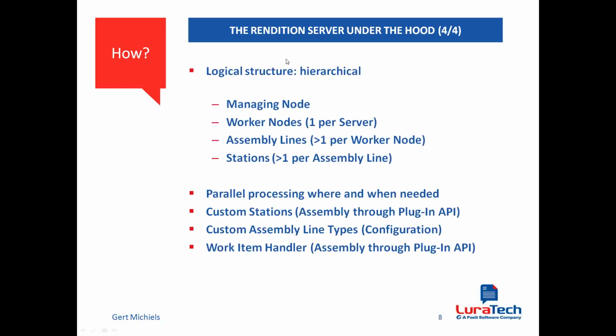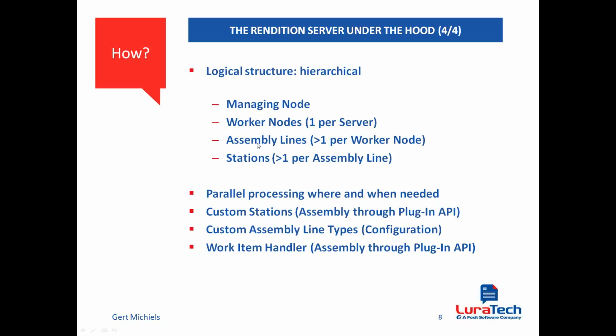So as we've seen before in the drawings, the structure is hierarchical. We have one managing node on top, and we have several worker nodes which do the hard work. Typically, it's one worker node per server. We are not licensing on cores or CPUs. It's just server-based licensing. So if you have four worker nodes licensed, you can use four massive servers for doing the hard work, the number crunching.